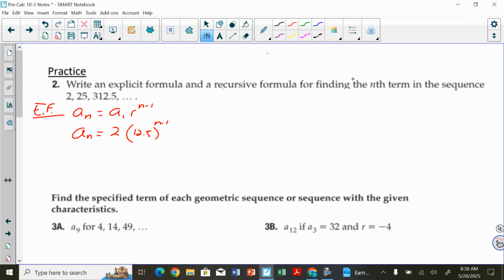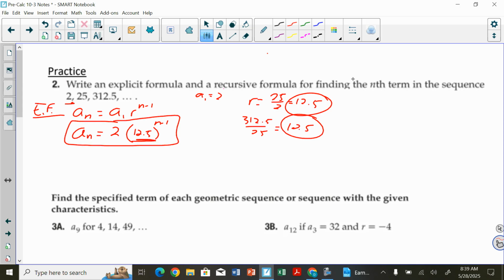Okay, again, my a1 was 2, we know that here, and my r value is equal to, so I take these terms, 25 divided by 2 equals 12.5. Again, I had to test multiple terms, so 312 divided by 0.5 divided by 25 also equals 12.5. So that's how I know that my r value here is 12.5. And so I can sub that in the formula. A1 is 2, r is here, and that's how I get my explicit formula.